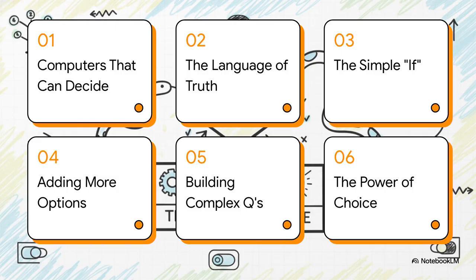All right, so here's our game plan. We'll start with this whole idea of a computer that can actually decide things. Then we'll look at the super simple language it uses for logic, the language of truth. From there, we'll build up from a basic if statement, start adding more and more options, and then see how to ask really complex questions. Finally, we'll put it all together and see the incredible power this gives you.